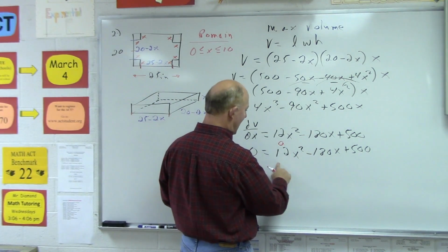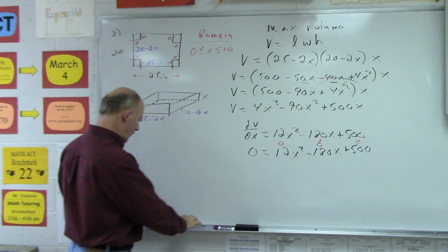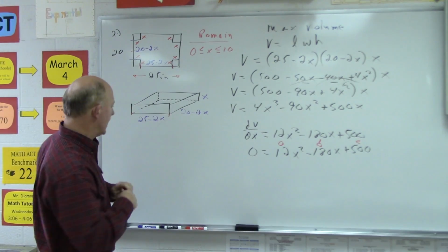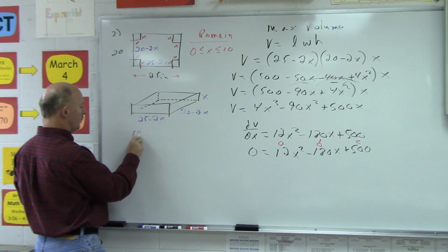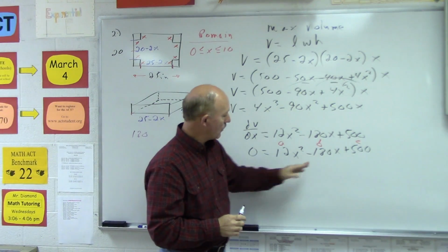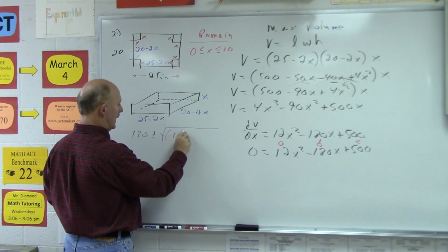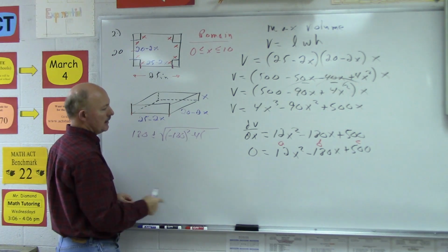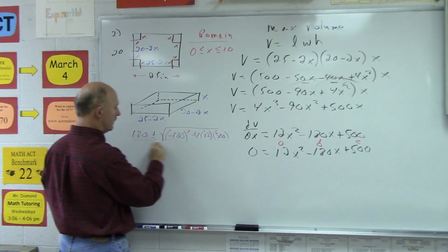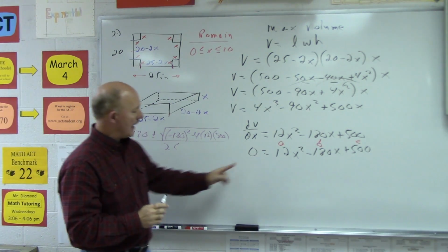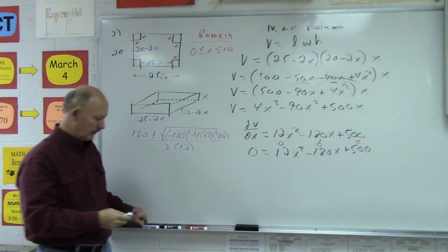So remember the quadratic formula: a would be 12, b is going to be negative 180, and c is going to be 500. So let's use our quadratic formula and see if we can solve this one for x. x will be equal to negative b. Now b is already negative 180, so this will be a positive 180 plus or minus the square root of negative 180 squared minus 4 times a, where a is 12, times c, which is 500. All that divided by 2 times a, and a is 12, so 2 times 12.